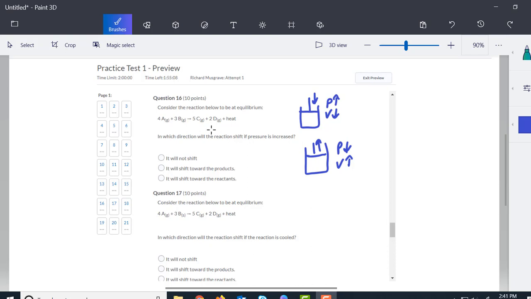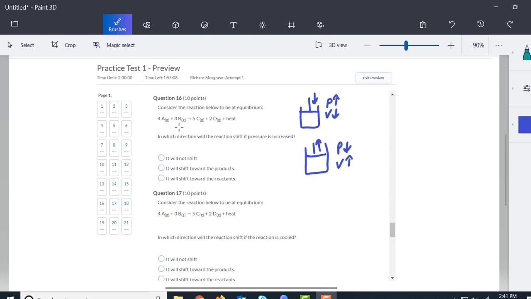Now there's three possibilities that can occur when we change the pressure or the volume. Either the reaction can shift to the products or to the reactants, or there could be no shift. In this instance, what we do is we count up the number of gas molecules on each side. We see there's 7 gas molecules here. We see there's 7 gas molecules here, 4 and 3, 5 and 2. So in this case, the reaction won't shift.